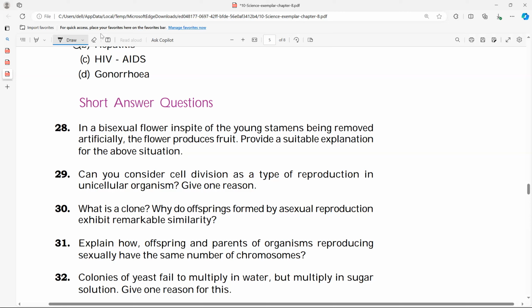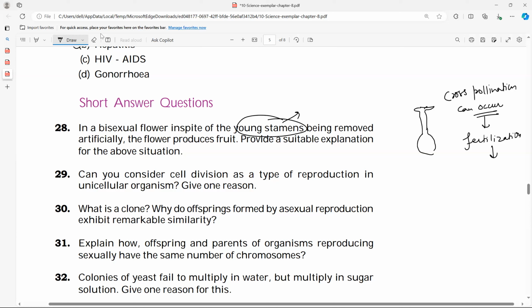Because the pistil develops into the seed and then the fruit. So how does it develop? After reproduction takes place, male and female gametes fuse together, then the ovary converts into fruit. If the stamens are removed, then, sir, cross pollination. Yes, cross pollination. Even if the young stamens are removed, if the stigma is there, an insect can bring pollen grains from somewhere else and sit over here, which results in fertilization. So cross pollination can occur, which results in fertilization.